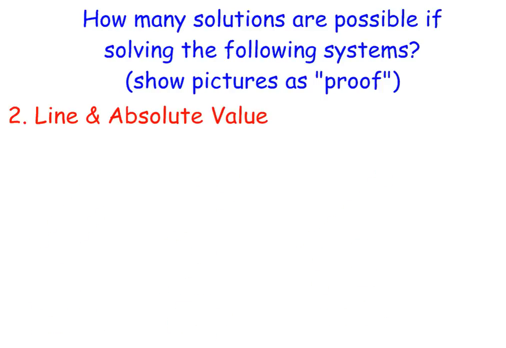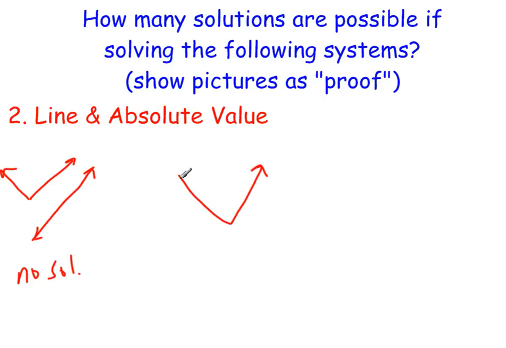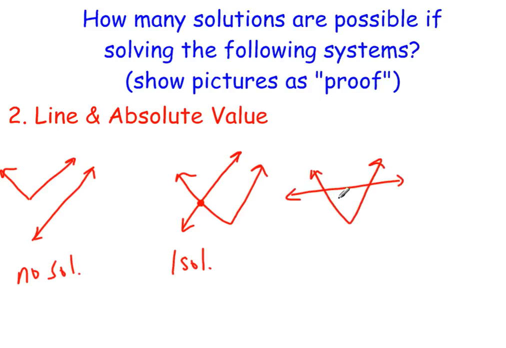So what if you have a line and an absolute value? Well, here's a line. I could have the line and an absolute value and have these two sides running parallel to each other, where therefore they would have no solution. I could have an absolute value and a line, something like that, where this side and this side are parallel, and they have exactly one solution. I could have an absolute value and a line, where now they have two solutions.